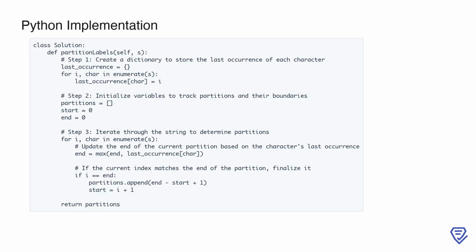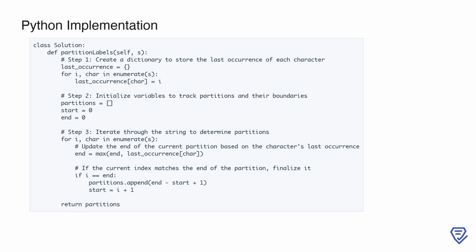If the current index equals the end boundary, it indicates the end of the current partition. We calculate its size, end - start + 1, append it to the partitions list, and reset start to the next index. Finally, we return the list of partition sizes.